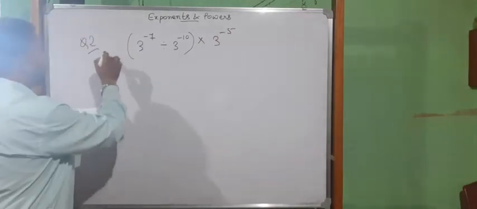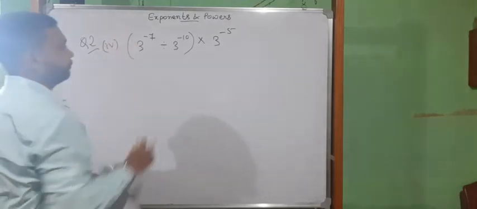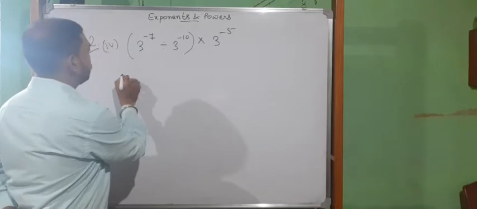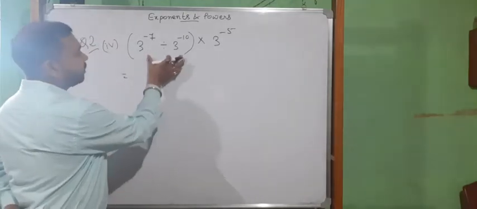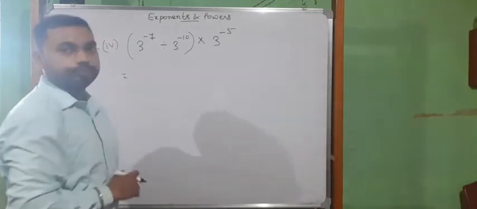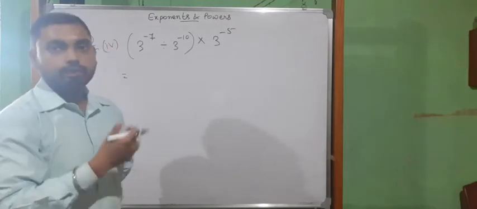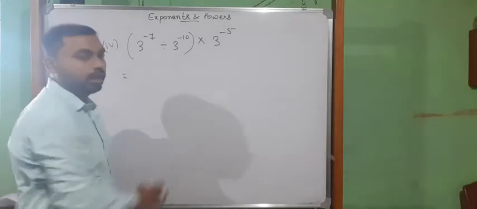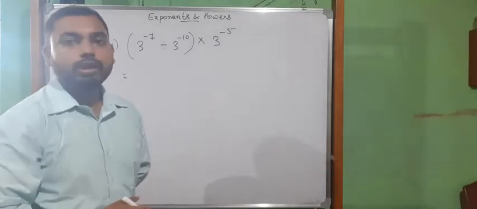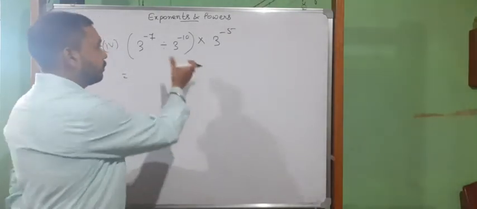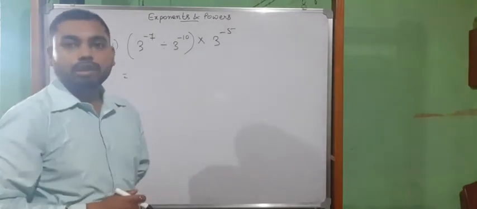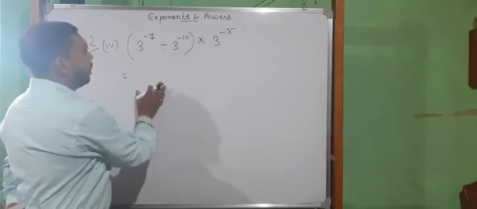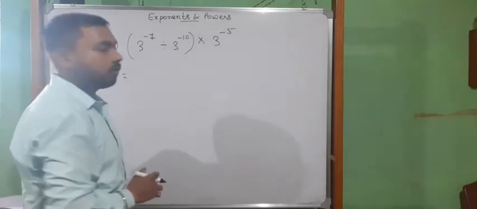Now this is question number 2, part 4. Let us start to solve. You can see this is 3 raised to the power minus 7 divided by 3 raised to the power minus 10. This is within the first bracket, and according to the BODMAS rule, the work inside the first bracket should be done first. So we will do this at first.